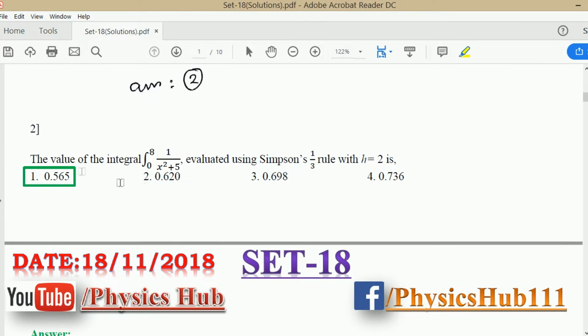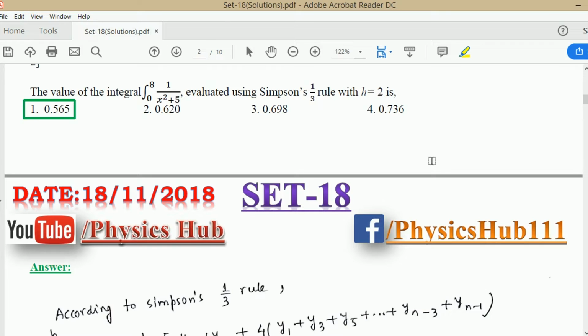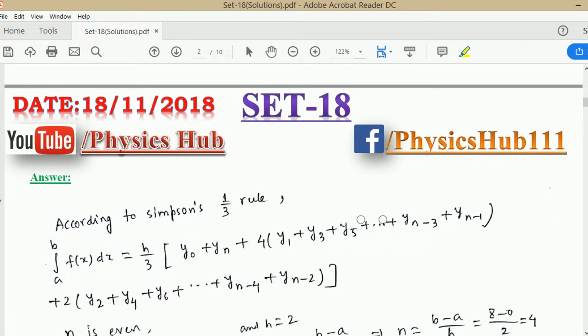Now coming to question number 2: the value of the integral from 0 to 8 of 1/(x^2 + 5) evaluated using Simpson's 1/3 rule with h = 2 is? Before solving this question, we should know what Simpson's 1/3 rule is. According to Simpson's 1/3 rule, I have written the formula in general so that you get it very clearly.